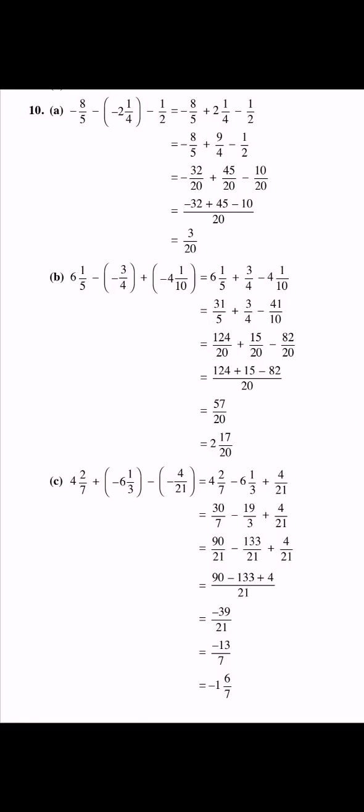From here we can easily see that the denominators of all three terms are the same, so we write it at once and simply add the numerators, and it will become 90 minus 133 plus 4. And after simplification, it will become minus 39 divided by 21. And after more simplification, it will become minus 13 divided by 7, and writing our answer in mixed number form, it will become minus 1 whole 6 divided by 7.